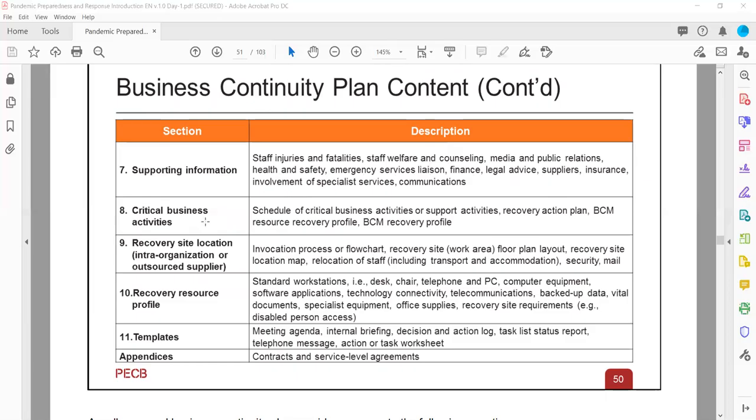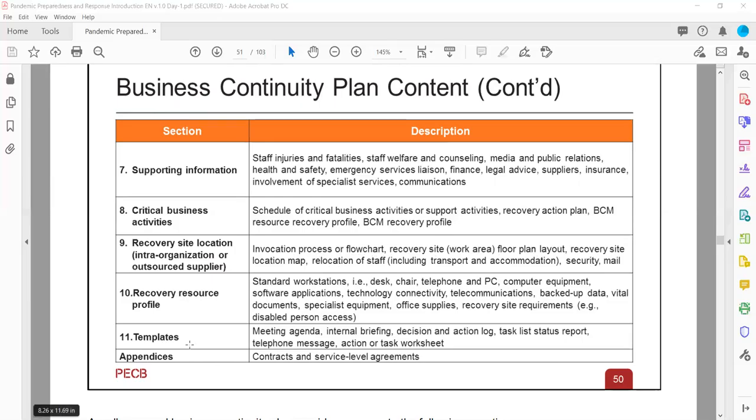Critical business activities is a schedule of critical business activities or support activities, recovery action plans, BCM resource recovery profile, and the BCM recovery profile. And then your recovery site location is your invocation process or flowchart, the recovery site floor plan layout, the recovery site location map, location of staff, security, and emails, and then your recovery resource profile, the standard workstations, and everything that you need there. And this is every resource that you need there.